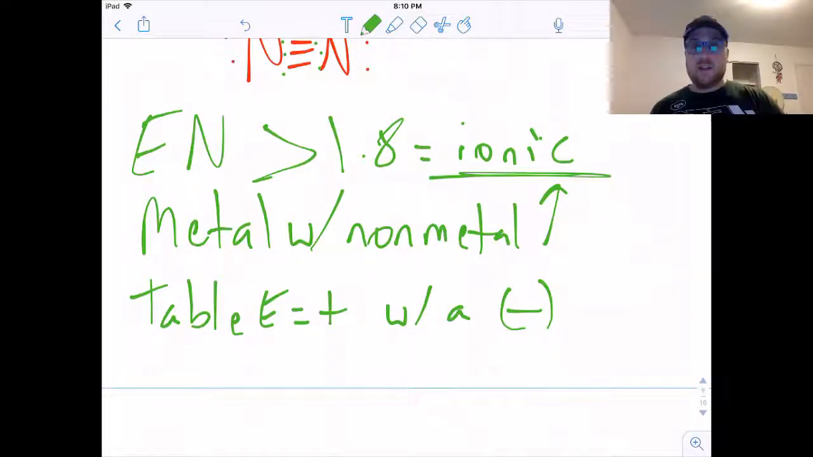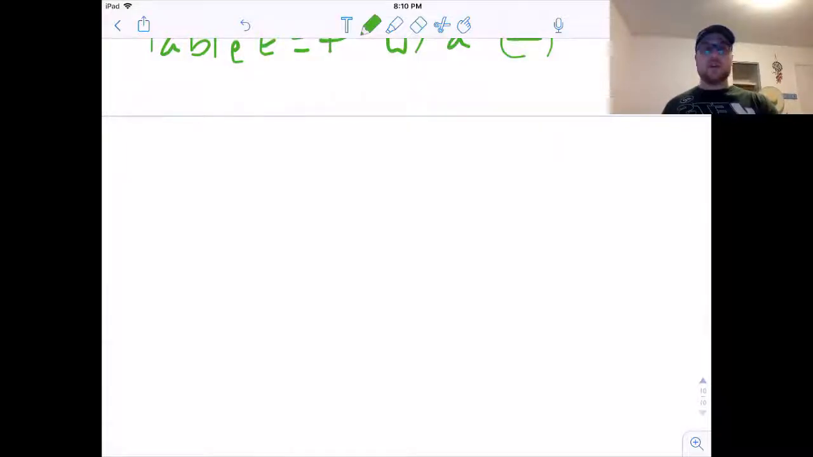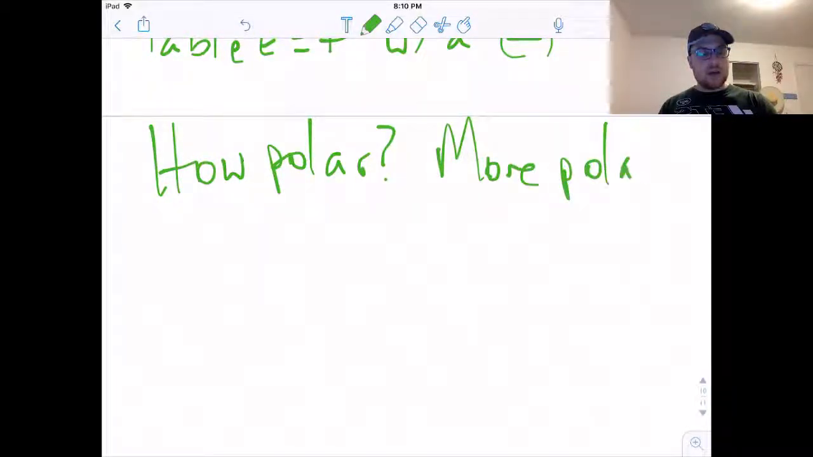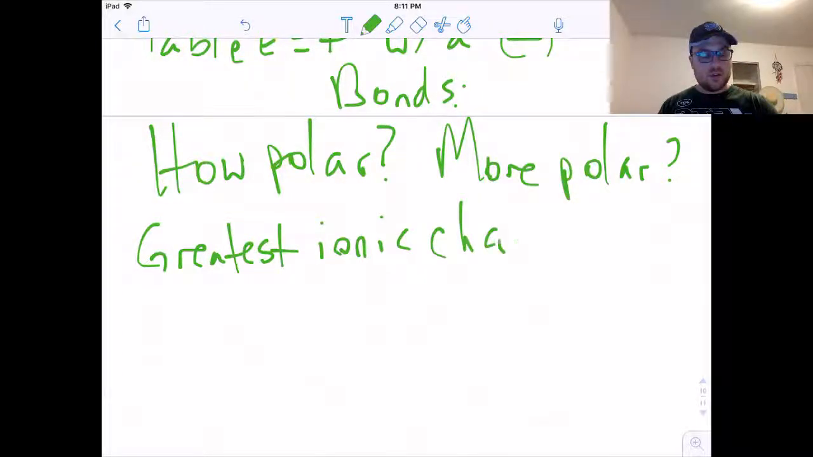Other questions you might see dealing with electronegativity is which is more polar, or you might see it worded differently. And these are about the bonds here. So this is all about bonds. Which bond is more polar? Which bonds have the greatest ionic character? And all these questions are the same, in a way. You solve them with the same strategy.